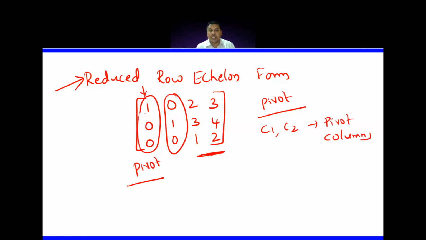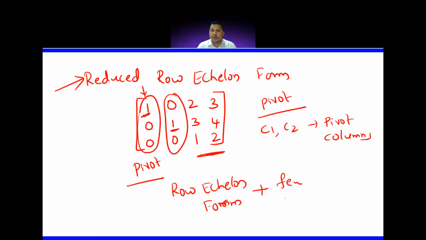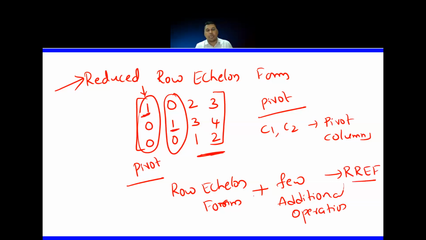Now, what are the pivot numbers? See, this is a pivot element, this is a pivot element, this is a pivot element. So reduced row echelon form means you have to convert that matrix such that in each pivot column, the element which exists should be one. Again, row echelon form plus a few additional operations, you get reduced row echelon form, RREF.